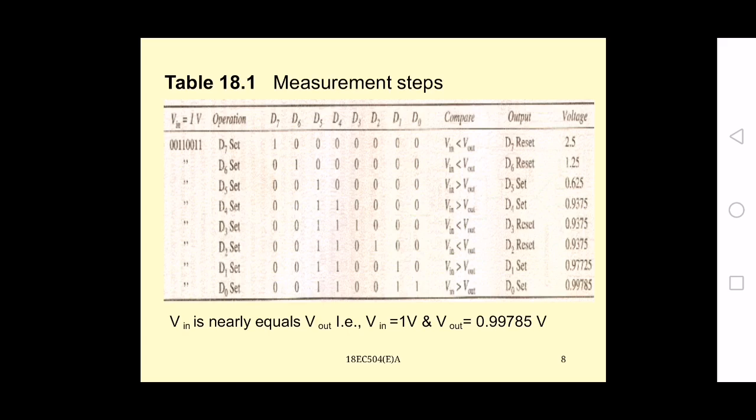In the next clock cycle, D7 is 0 and D6 I am making 1. So now again I am comparing in the comparator. Again Vin is 1, and with 0 1 all zeros, Vout will be equal to 1.25.